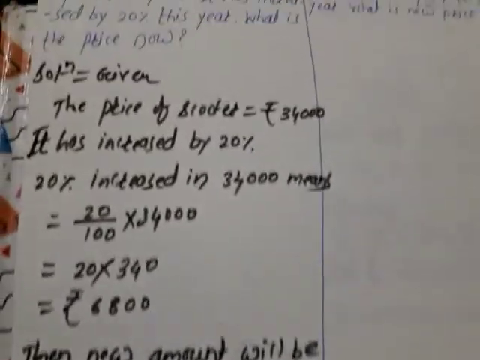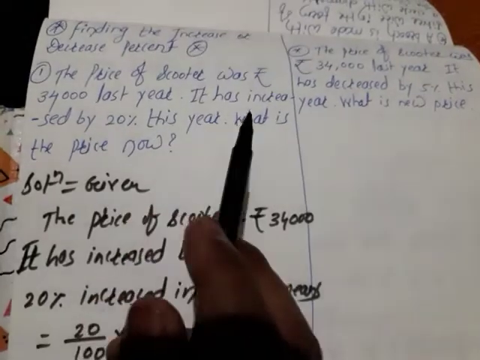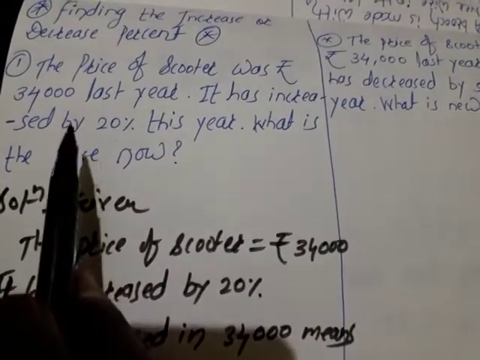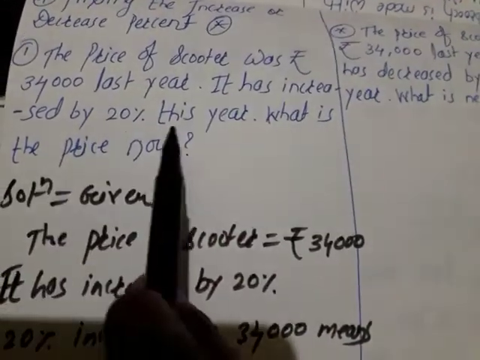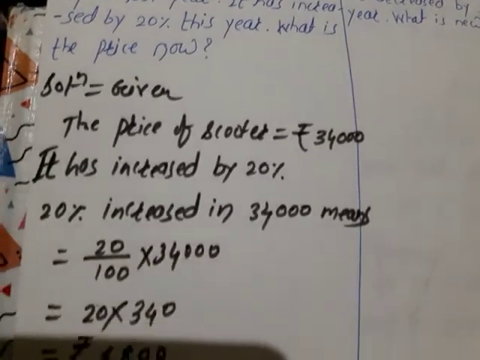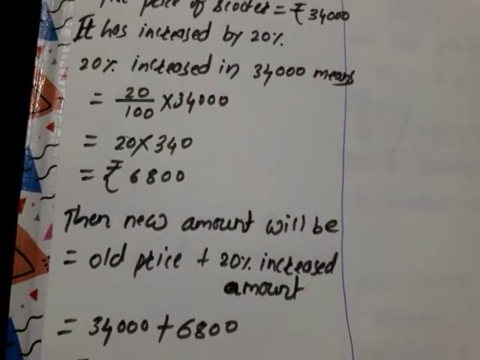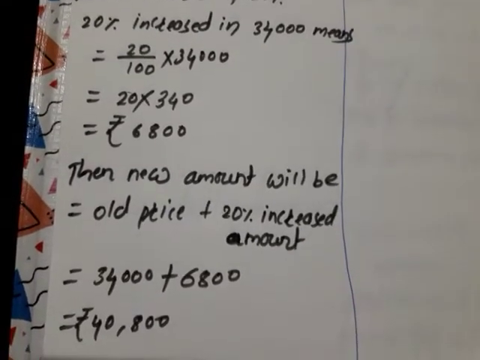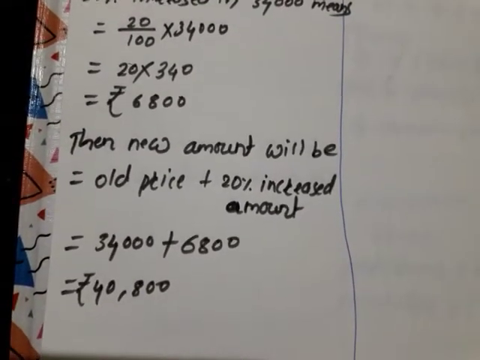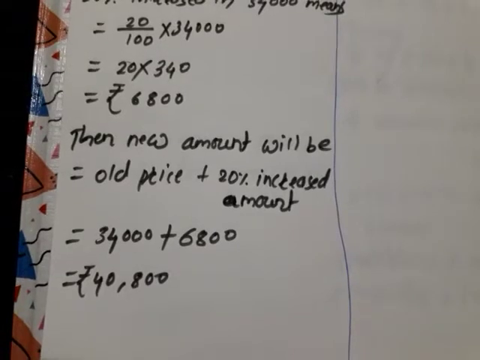Why do we have to add? That is also very important. Look here, because it has increased by 20%. The increased amount is what? The 20% amount is increased. That's why we have to add it to the previous amount. Then we will get today's price of that respective scooter.